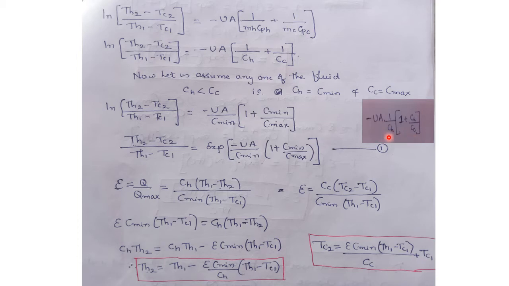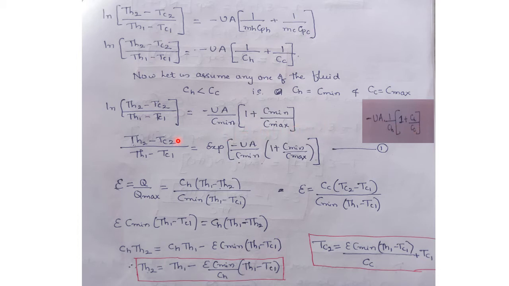So already we have assumed Ch as the minimum fluid. So let me substitute here: minus U into A, 1 divided by Ch is nothing but 1 divided by C minimum, in the bracket 1 plus Ch divided by Cc, where Ch is nothing but C minimum and Cc is the C maximum. The same value I have written here: 1 plus C minimum divided by C maximum. In the next step of this equation, I have substituted Ch as C minimum and Cc as C maximum.